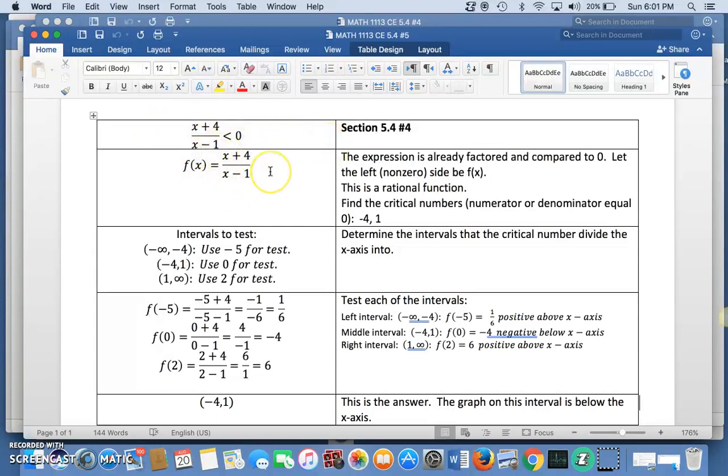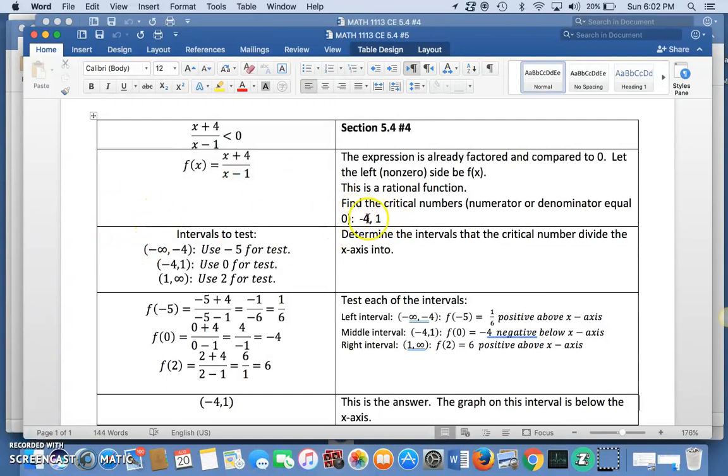Let's think about this and let's talk about it. And they ask you to do some of this very algebraically. Instead of zeros, we refer to them in inequalities as critical numbers, and that's where the top or the bottom would equal 0. So negative 4 and positive 1 would be our two critical numbers.